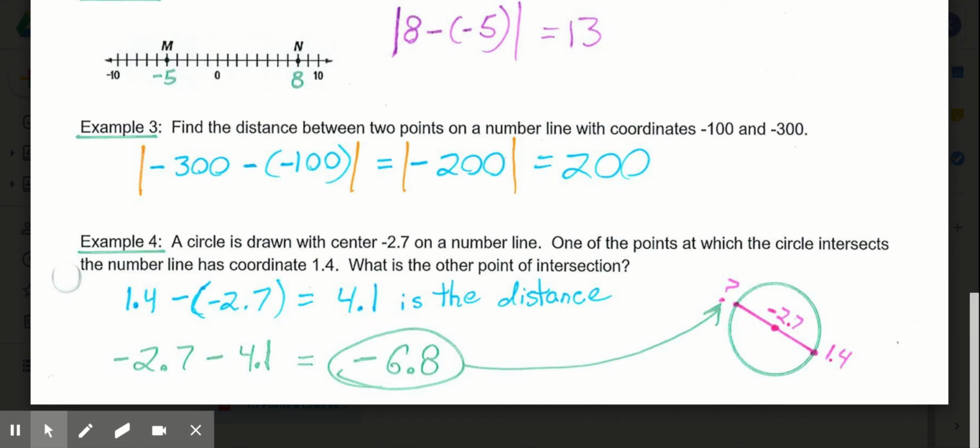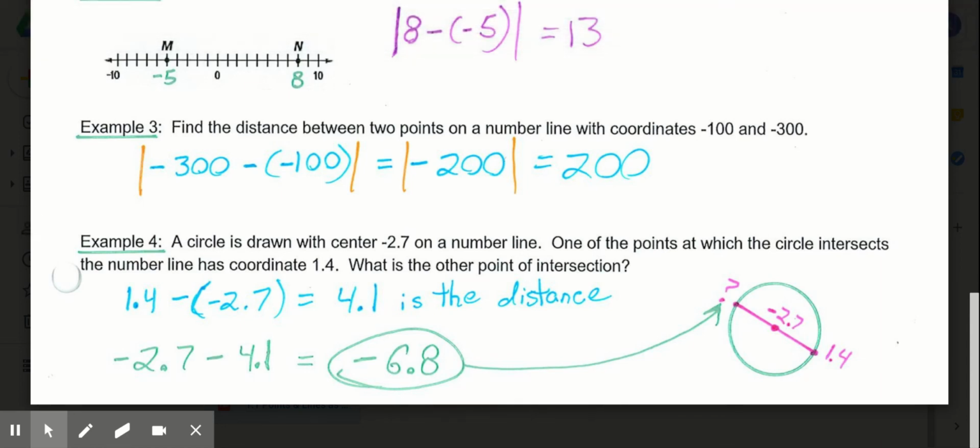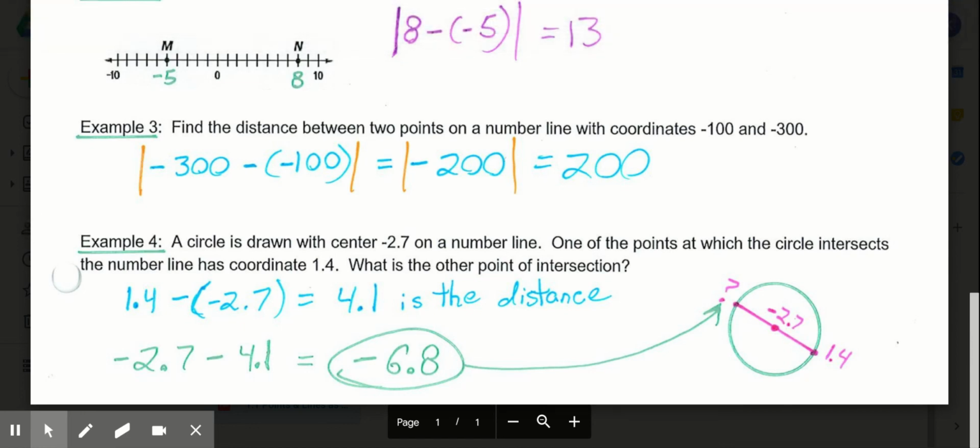So if I'm going in the opposite direction, from -2.7, and this is 1.4, I want to go 4.1 in the other direction. So -2.7 minus 4.1 tells me that the other point of intersection is at -6.8. And again, this can be negative because it's not a distance, it's the coordinate where they meet. Our distance was 4.1, which was positive.